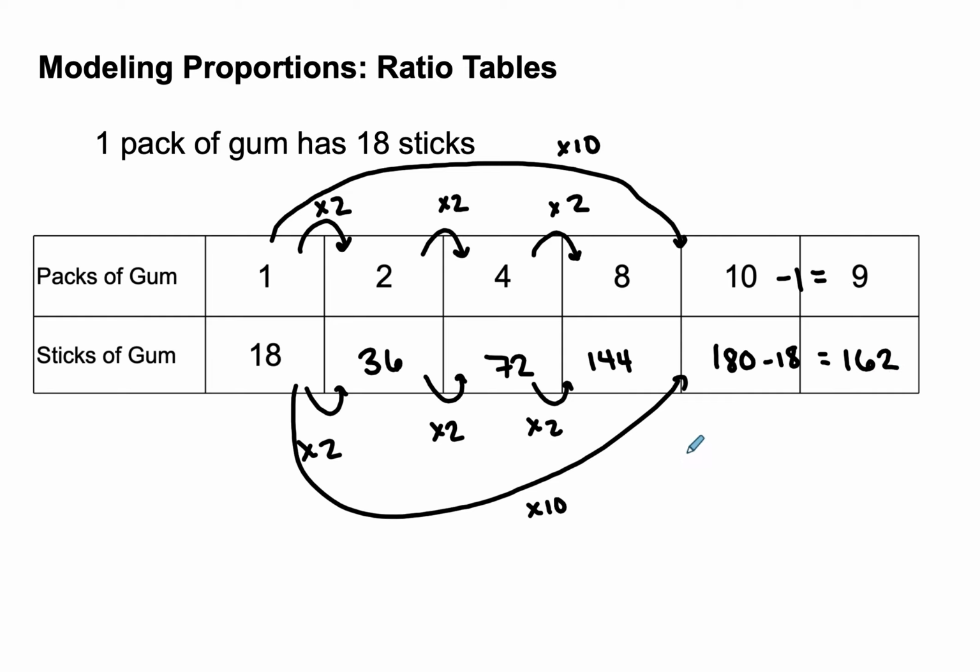So there are lots of different ways to use ratio tables. Here our pattern was this number times 18. You can look from column to column. You can add or subtract as long as the top number and the bottom number stay in that same ratio as what they started with.